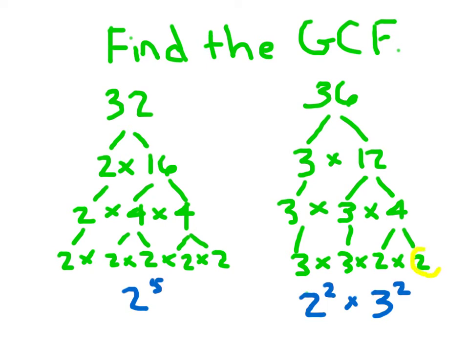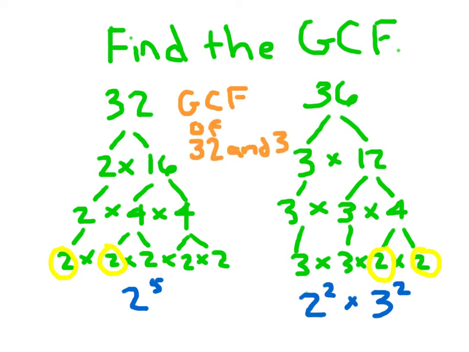Hey, there's a 2 here. There's also a 2 here. There's a 2 here, and there's another 2 here. So the greatest common factor, the GCF, of 32 and 36 is that product of their common factors, which is 2 times 2, which is 4. The greatest common factor of 32 and 36 is 4.